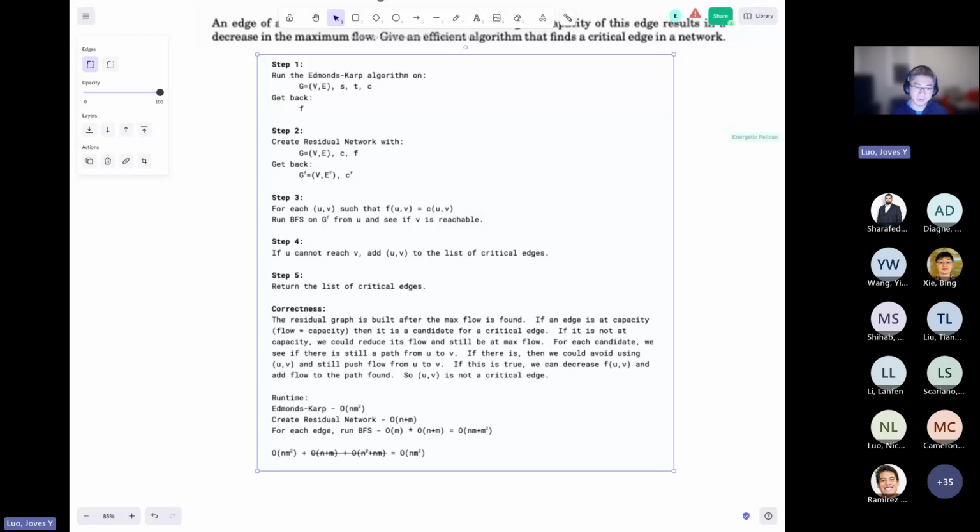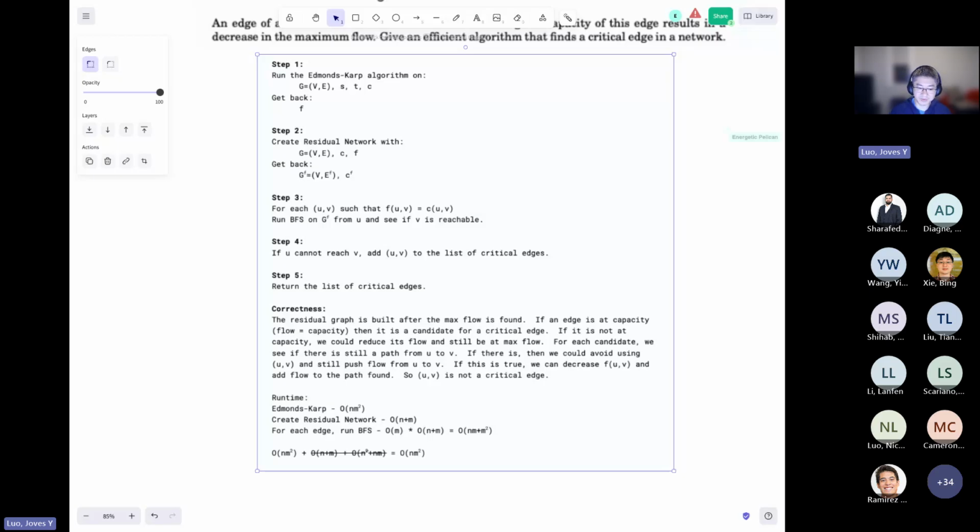Because if U can reach V, even if UV is saturated, that means there is an alternative path from U to V, and we could have moved flow from one path to the other. Therefore that edge UV can actually be decreased without giving up the maximum flow. So these are all our critical edges. We just run BFS on every edge, and on any edge where U cannot reach V, it is a critical edge.